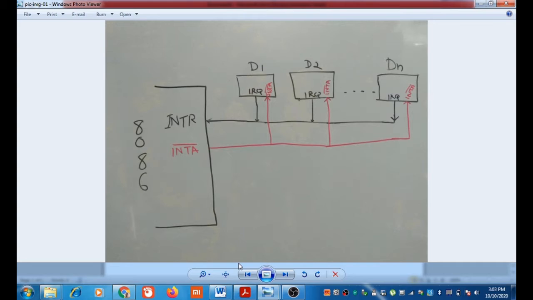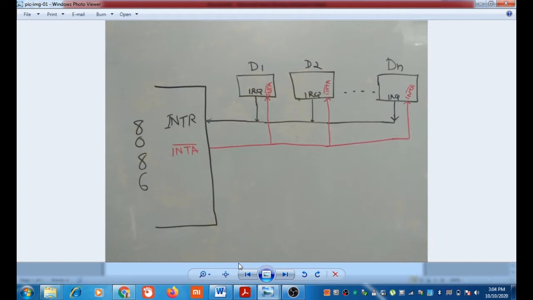In the normal case, any device can raise the interrupt request and it will get serviced. Suppose D1 makes the interrupt request. It will send the interrupt request through its IRQ line, and it will reach the 8086 INTR line. 8086 will acknowledge that, then D1 will put its vector on the data bus, 8086 will read that, and then the corresponding interrupt service will be initiated. In the normal case it is okay.